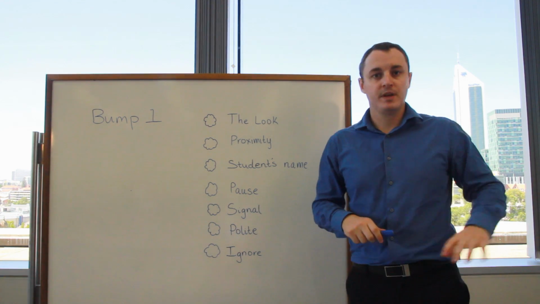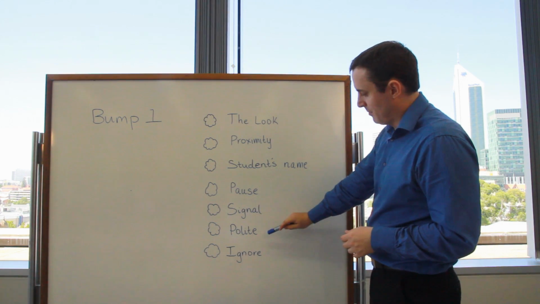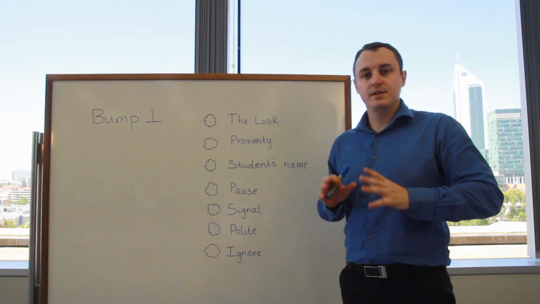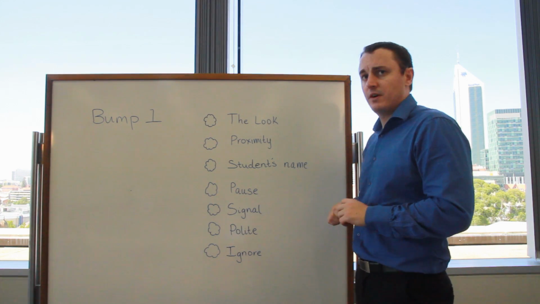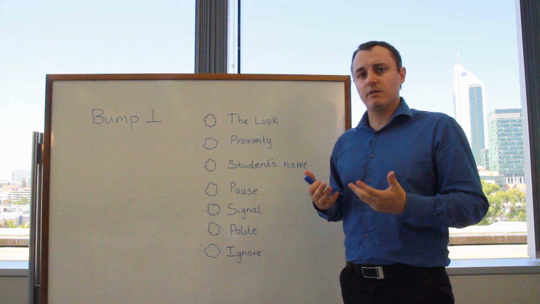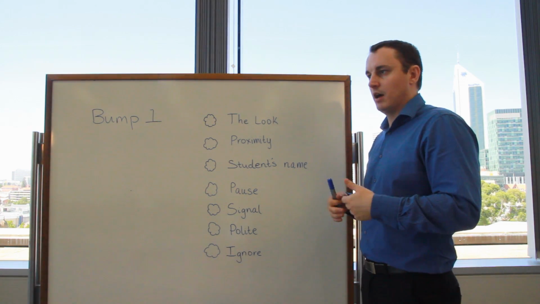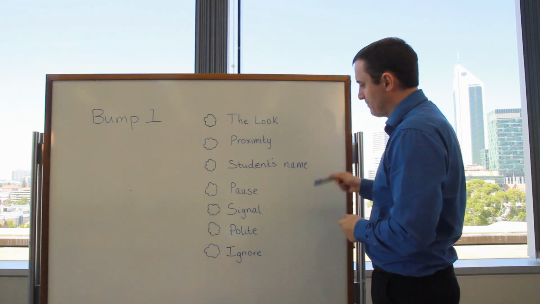Using the student's name, something simple like, Johnny, thanks. And of course, being polite as well, saying please, saying thank you, usually using a very monotone or simple voice. It doesn't have to be aggressive, it doesn't have to be yelling across the classroom. Very, very friendly, polite and respectful.